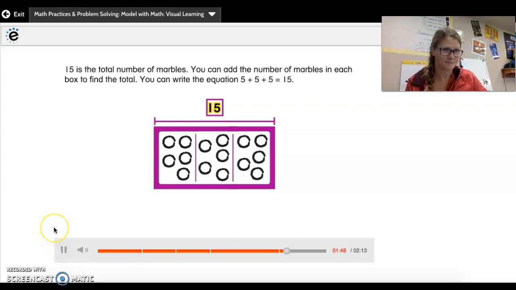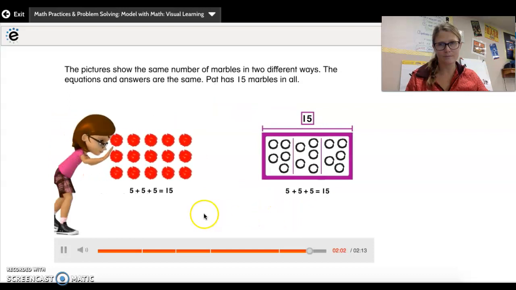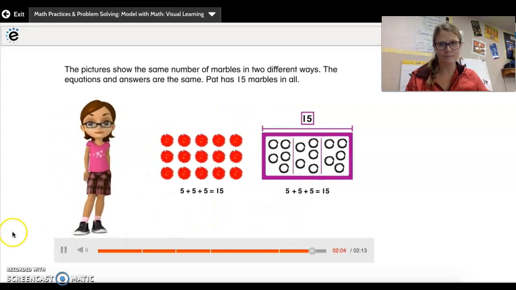15 is the total number of marbles. You can add the number of marbles in each box to find the total. You can write the equation 5 plus 5 plus 5 equals 15. The pictures show the same number of marbles in 2 different ways. The equations and answers are the same. Pat has 15 marbles in all.